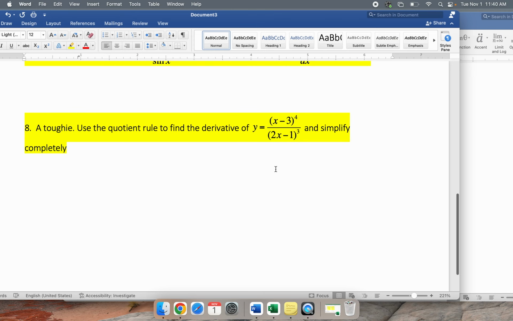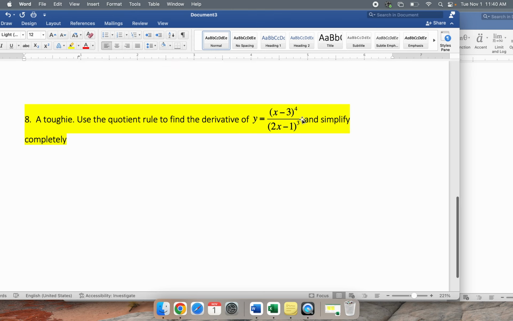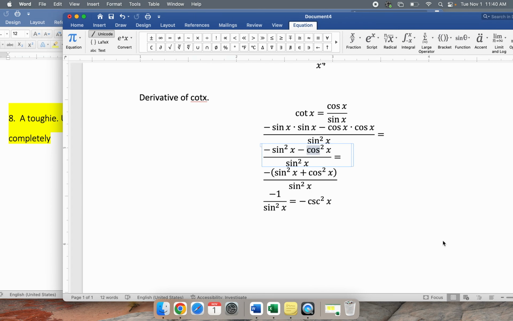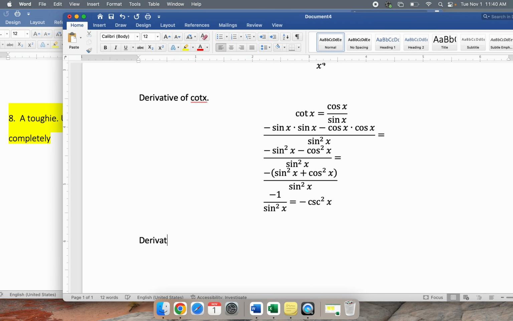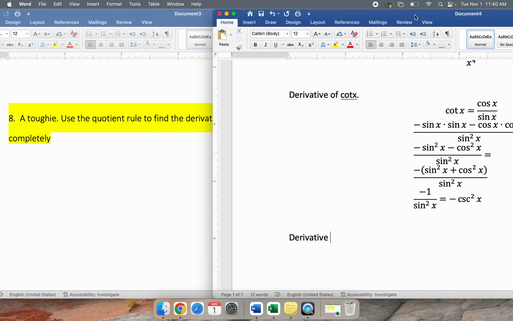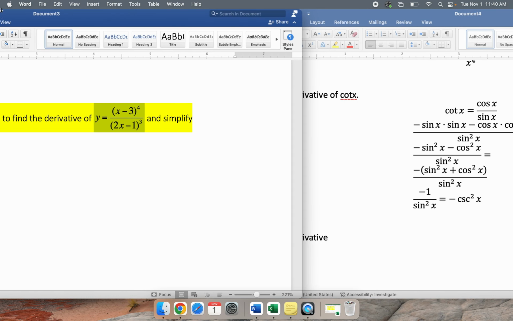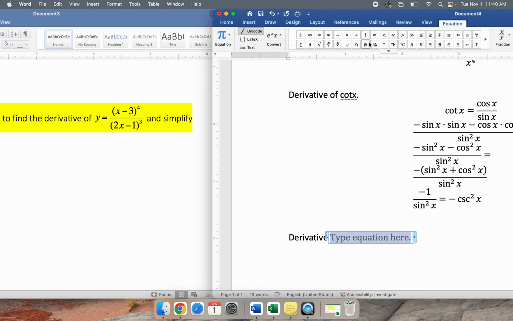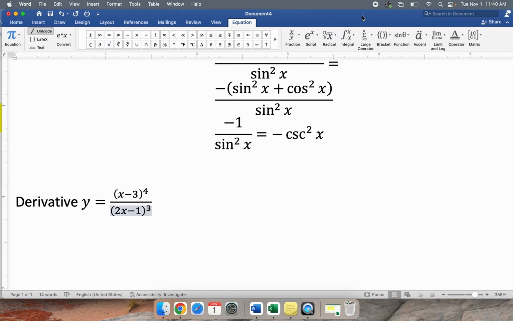And then the last one that I want to do from the quotient rule is number 8. This is a tough one. There's a lot of chain rule stuff that can mess you up, so let's do it. So first, let me copy. We want to know the derivative of the function that is right here, so let me just copy that. It is y equals (x minus 3) to the 4th all over (2x minus 1) to the 3rd. So that's the function whose derivative I'm going to find.